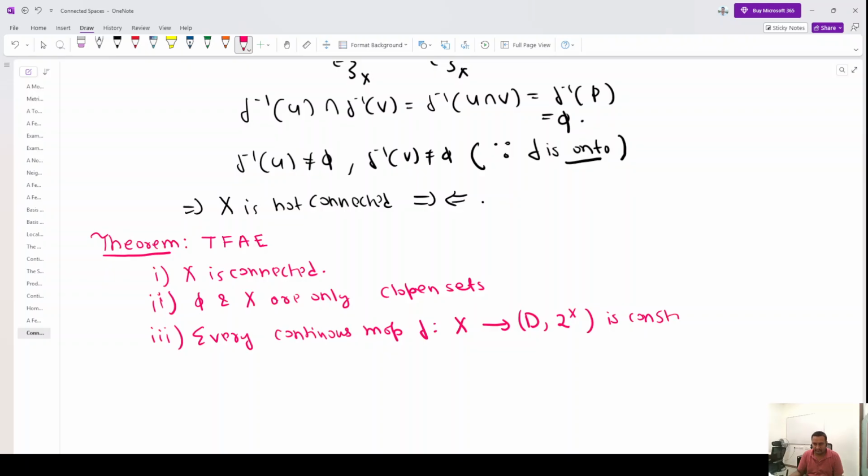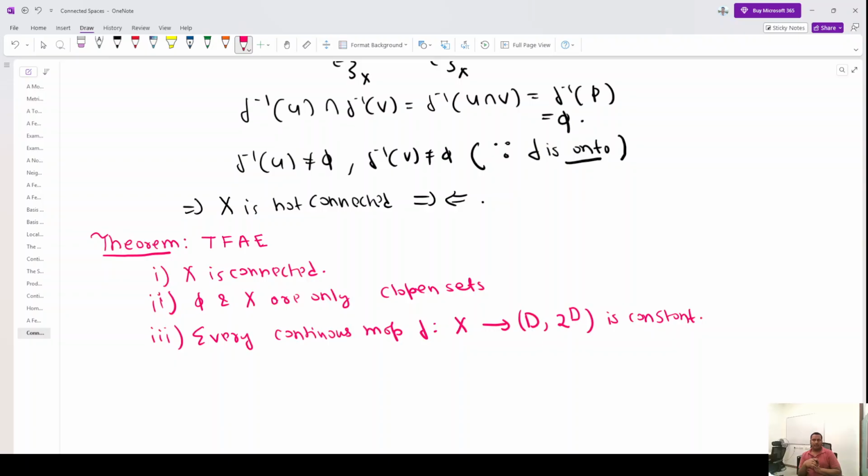Constant. This is again very fun to see. So if you take any discrete space, then it will be, sorry, not 2 to the power x, it should be 2 to the power d. Right? Discrete space meaning discrete topology. So every continuous map like this is always constant. So these are the equivalent conditions I request you guys to prove.